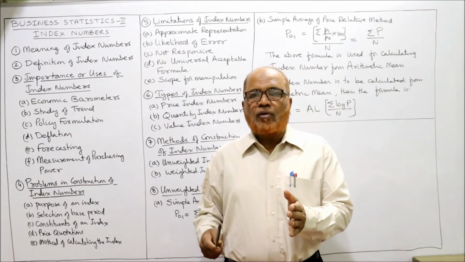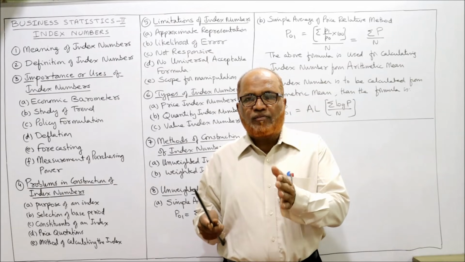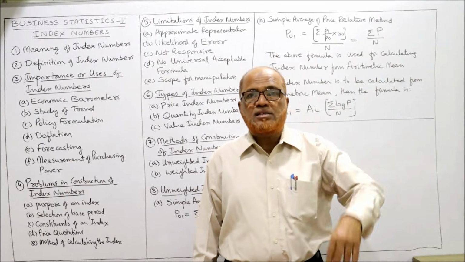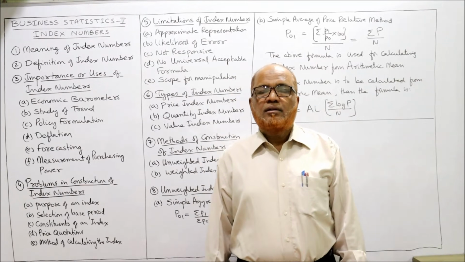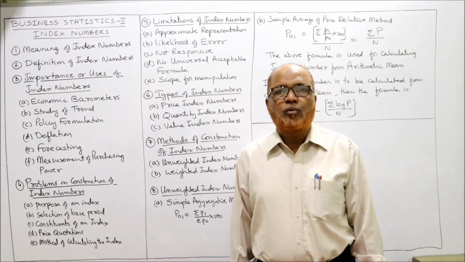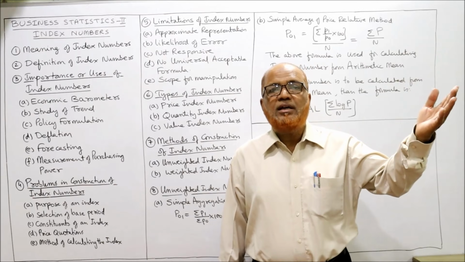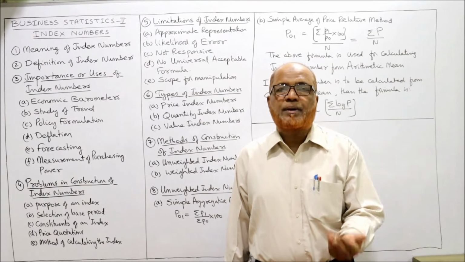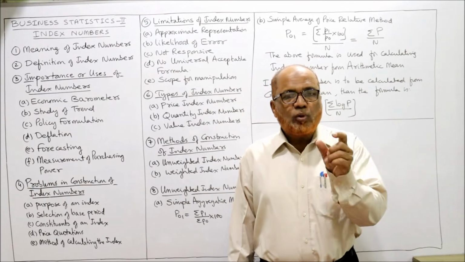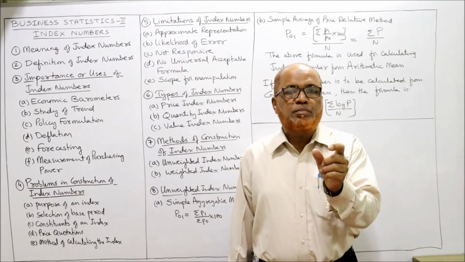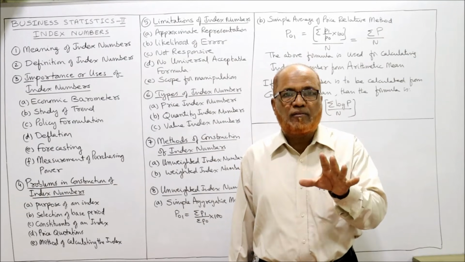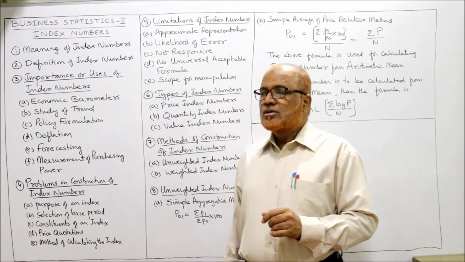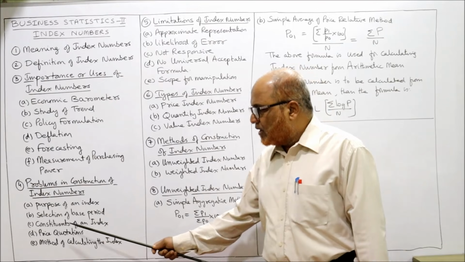For example, we want to calculate the index number for the current year with a base year 20 years back. It is not at all fruitful, because the conditions 20 years back are entirely different from the present conditions. So we have to carefully select the base period so that our conclusion will be fruitful. We can get a valid conclusion. That is regarding the selection of base period.